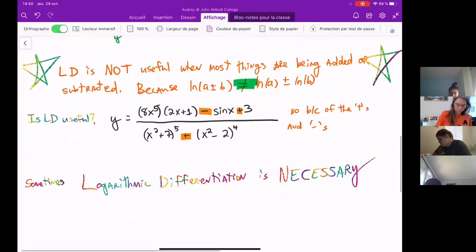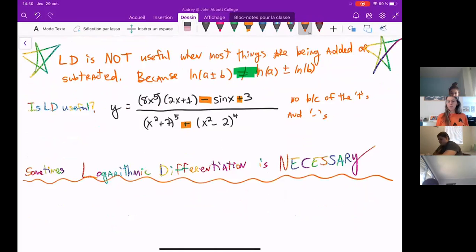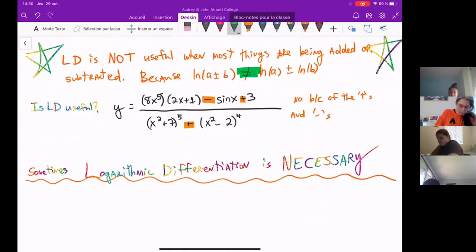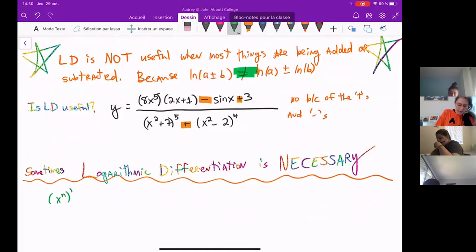We're going to look at when that happens, but first we're going to look at things that we already know. Just a reminder: what is the derivative of x to the power of n? You got it. It's nx to the n minus 1. And if x is a function, then we have g to the power of n, which is n g to the n minus 1 times g prime.